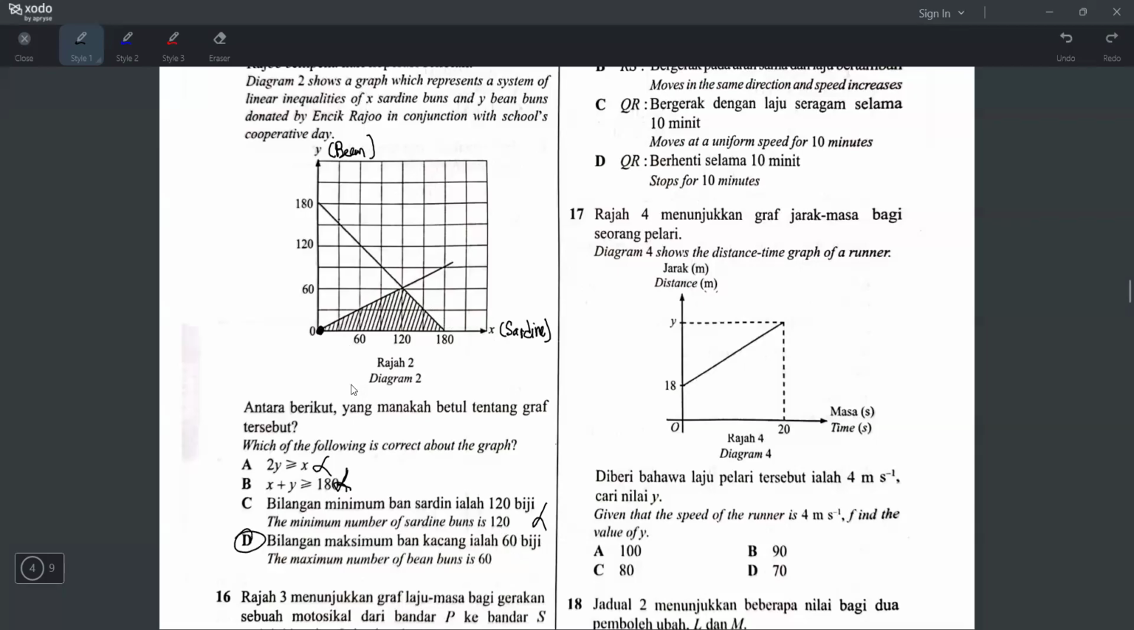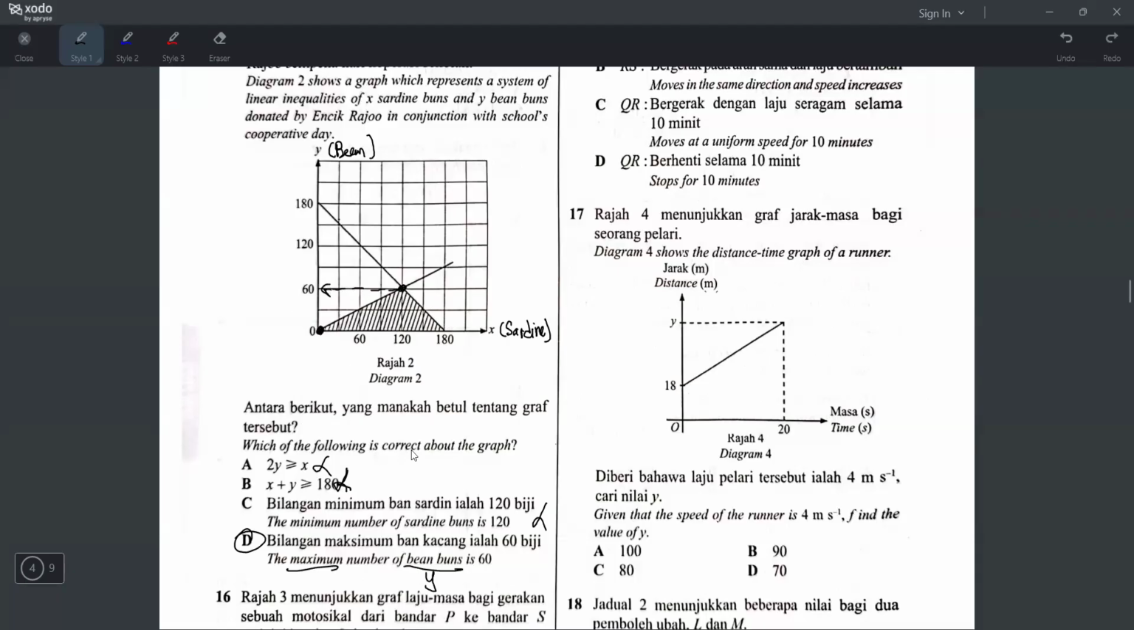But I want to explain also. D says the maximum number of bean bun is 60. Bean is Y. So is it true that the maximum Y is 60? Okay, for maximum Y, you don't look left and right. You have to look up and down. And since they want maximum, you look at the top. So for this topmost point, it's correct, the maximum is 60.